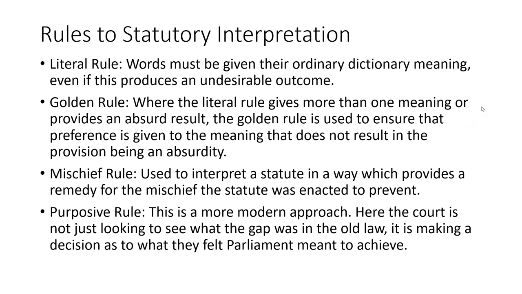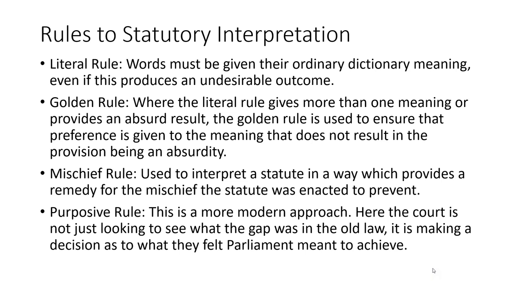Coming to the rules of statutory interpretation, we have covered the aids to statutory interpretation, the aids that judges use to give meaning to ambiguous words. Now, which rules will be followed by the judges in giving meaning to ambiguous words? Those are these four rules: literal rule, golden rule, mischief rule, and purposive rule. According to these rules, judges assign meaning to ambiguous words.